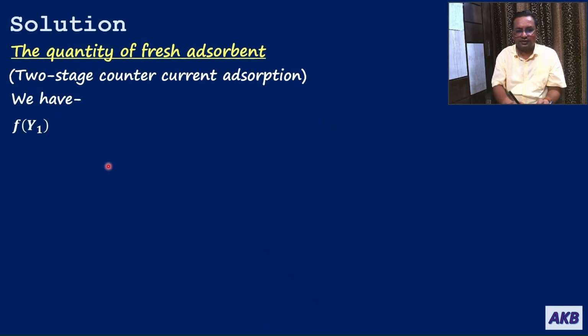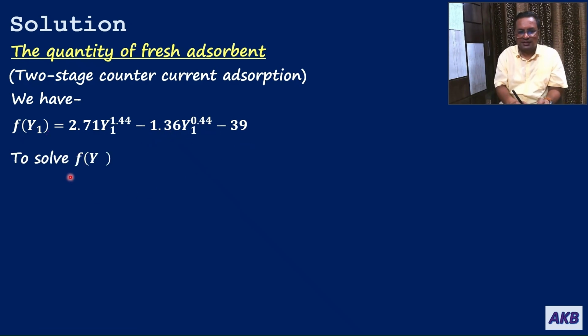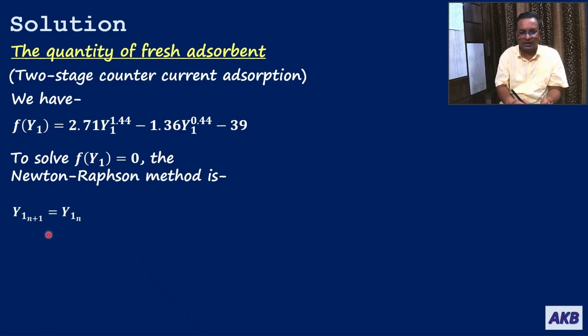So we have the function f of y1 equal to 2.71 y1 raised to 1.44 minus 1.36 into y1 raised to 0.44 minus 39. In order to solve f of y1 equal to 0, the Newton-Raphson method is used, as I told you earlier. The formula is y1 n plus 1 is equal to y1 n minus f evaluated at y1 n divided by f dash evaluated at y1 n.